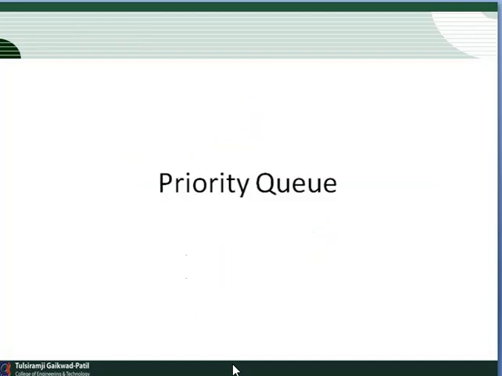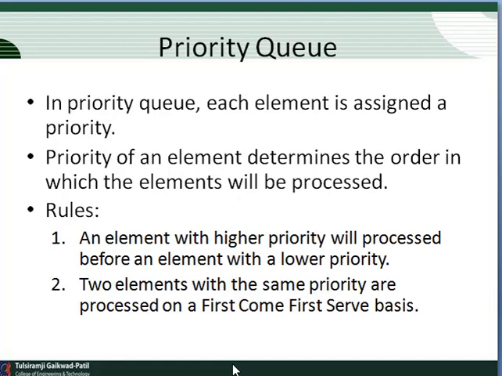The next different type of queue is the priority queue. In this priority queue, as the name suggests, each element is assigned a priority. The priority of an element determines the order in which the elements will be processed. It gives a certain order. There are basically two different rules. An element with higher priority will be processed before an element with lower priority. Two elements with the same priority are processed on a first come first serve basis.